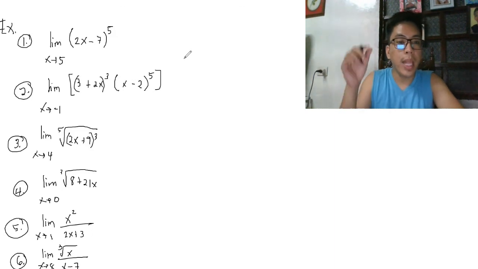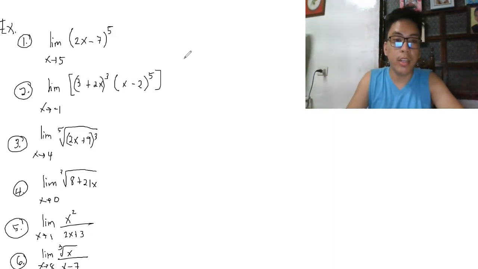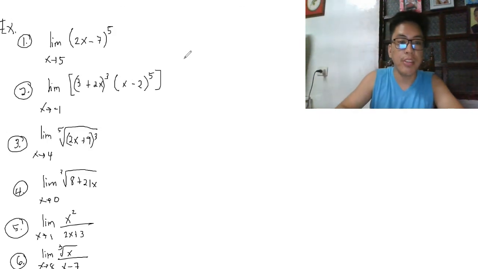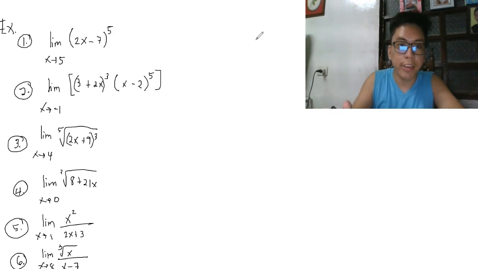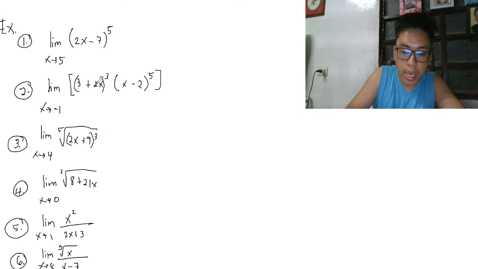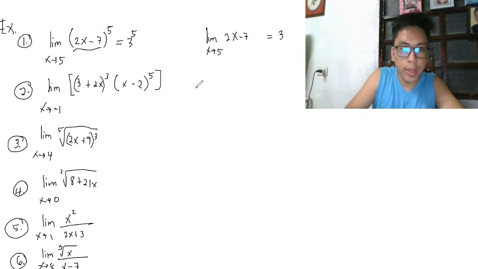So number one, we will have to solve for the limit of (2x minus 7) raised to 5 as x approaches 5. This is the theorem that we have discussed for the limit of f of x raised to n as x approaches a, and you end up having L raised to n. So we are only interested in getting the limit of this. What's the limit of that? The limit of 2x minus 7 as x approaches 5 is 10 minus 7, that's 3. So basically this is 3 to the 5. That's it.